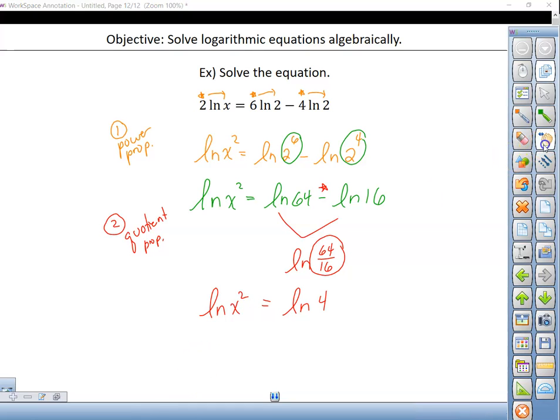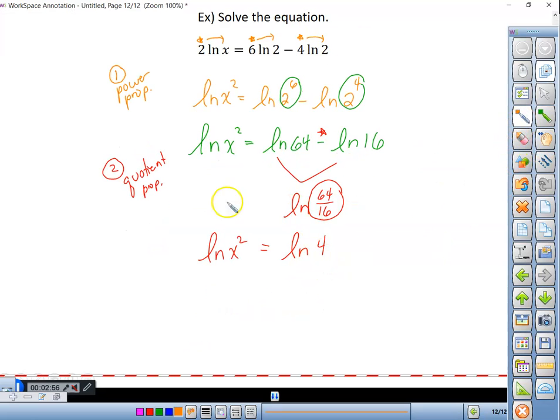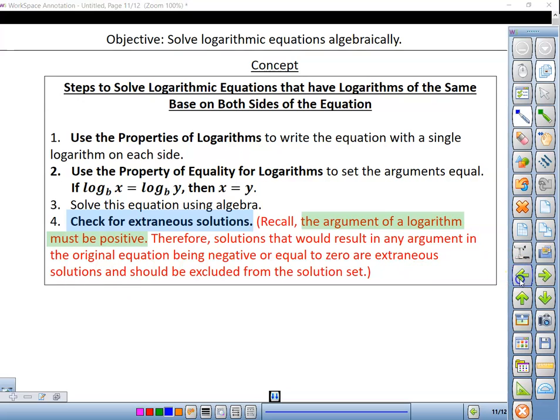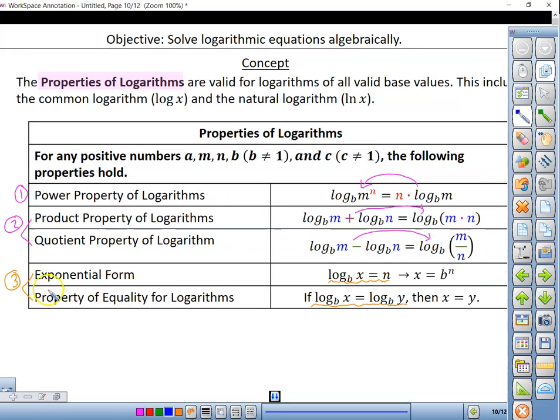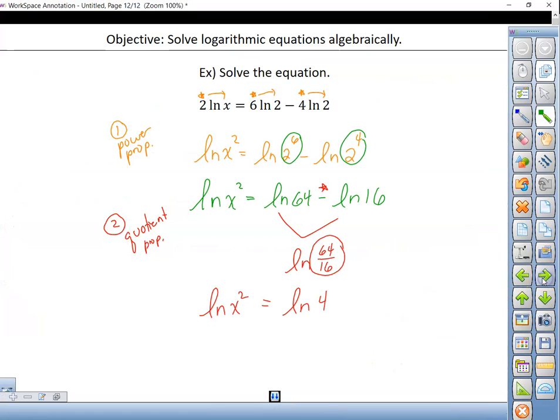At this point, I now have to recognize I'm done with my properties, and my structure tells me where I go next. Which of these strategies do I now use? In our case, what we have is a natural logarithm equals a natural logarithm. So we're going to use this property of equality for logarithms that says the arguments must then be the same. So the third step will be the property of equality.